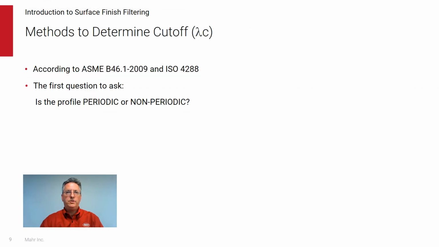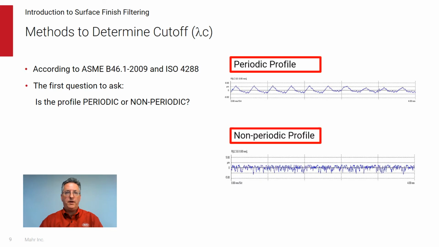There are 2 methods used in the standards for determining the correct cutoff if the cutoff is not indicated on the print. The choice of the method used is determined by the type of profile that is being evaluated. Both standards break down all profiles into 2 types, periodic and non-periodic.